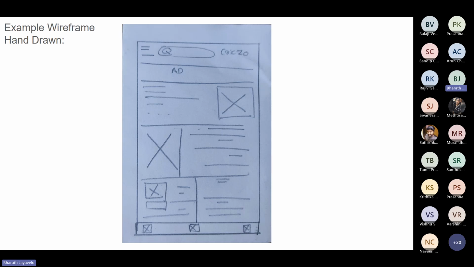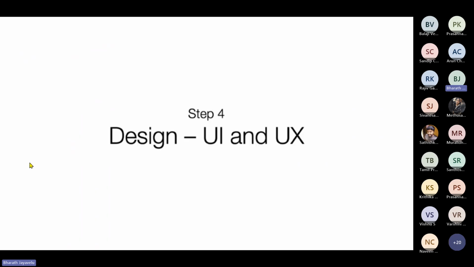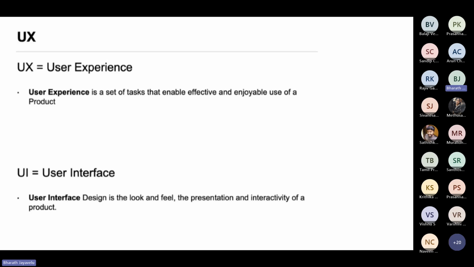After doing the wireframe, we'll move to the next step, which is UI UX. After the wireframe, we have to sit with the graphic designers and explain to them, these are the things we need, and these are the outputs of the research, and based on that, we need a design. So what exactly is UI UX?